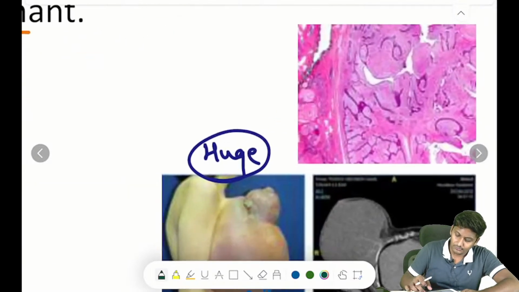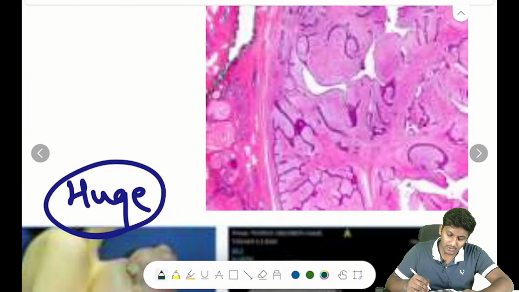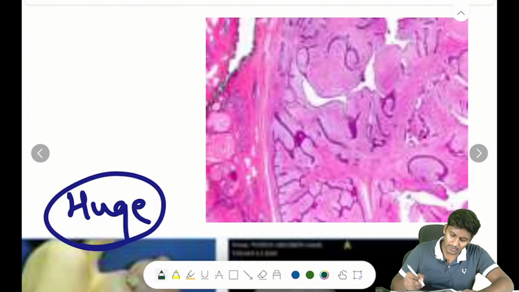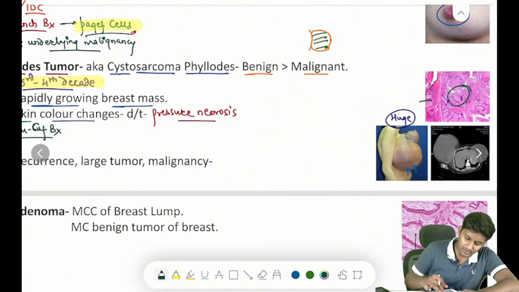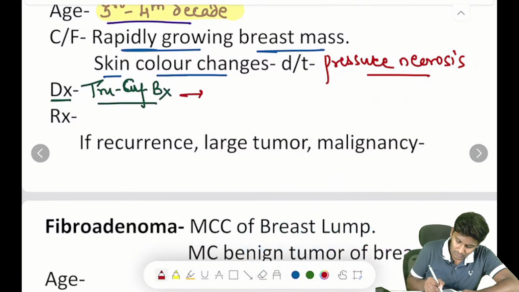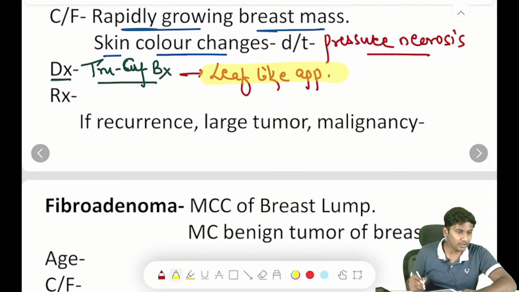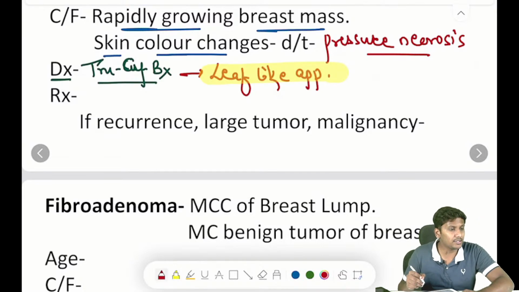We can see the classical leaf-like appearance of the cell, and this is what is called cystosarcoma phylloides. So on true cut biopsy, please remember, it is the leaf-like appearance which will be seen. That's the important thing. No issues with this, anybody?